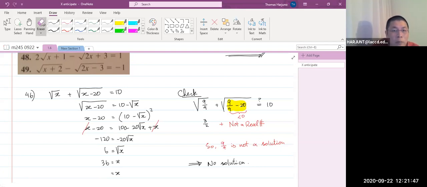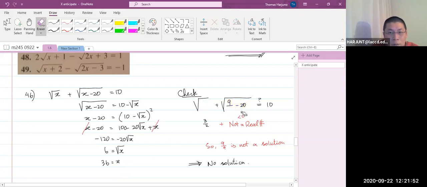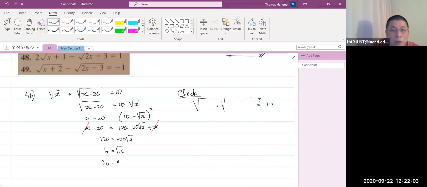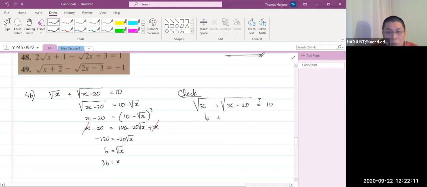Okay, so I checked a wrong number. So I should check 36. My bad. Missing that 10 makes me see I try to do things too fast. 36 minus 20. So this is 6 plus square root of 16 is 4. Oh, that's true, huh? So 10 equals 10. That's a check. So x equals 36. Yeah, good thing I checked that. Otherwise.